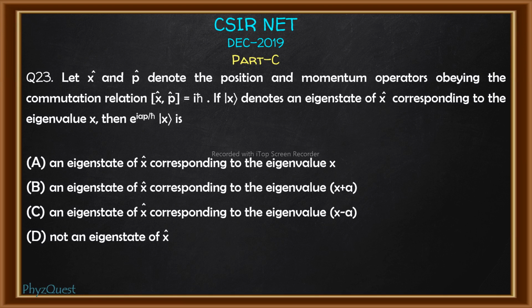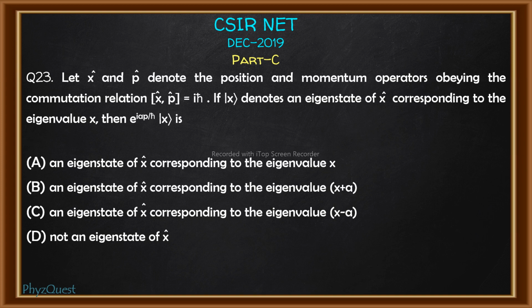The question is, let x cap and p cap denote the position and momentum operators obeying the commutation relation [x cap, p cap] is equal to iħ. Now if the state |x> denotes an eigenstate of x cap corresponding to the eigenvalue x, then e to the power i a p cap by ħ acting on |x>, whether it's an eigenstate of x cap corresponding to certain eigenvalues or not. Those are the options given, and we need to choose the correct option.